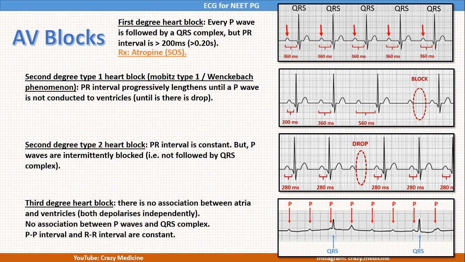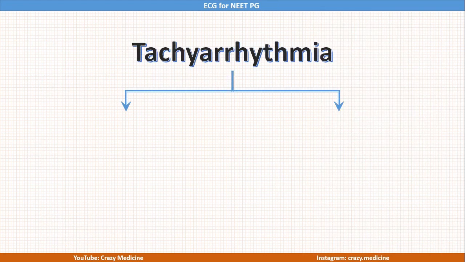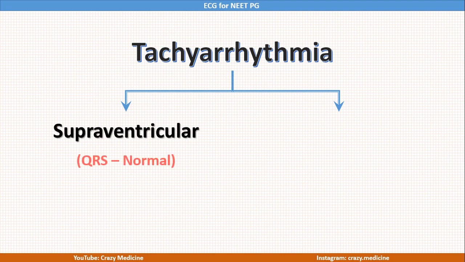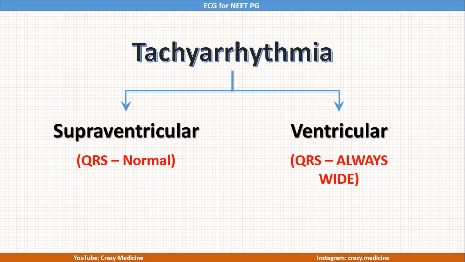First degree AV block is usually treated with atropine given SOS. And treatment for third degree heart block is urgent temporary pacing followed by permanent pacing. Second degree type 1 heart block usually does not require pacing. Next are different types of tachyarrhythmias. They are of two types: supraventricular, where the QRS complex is narrow, and ventricular tachycardia, where the QRS complex is always wide.